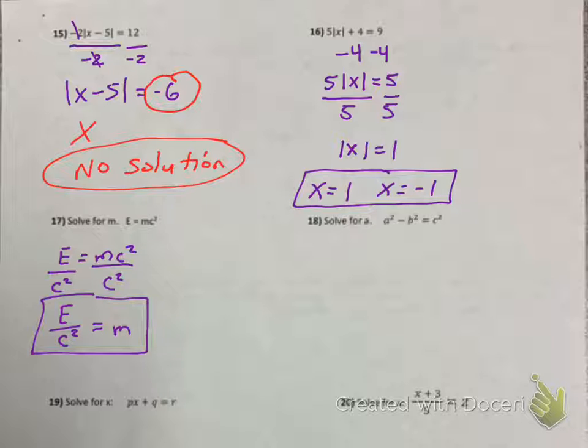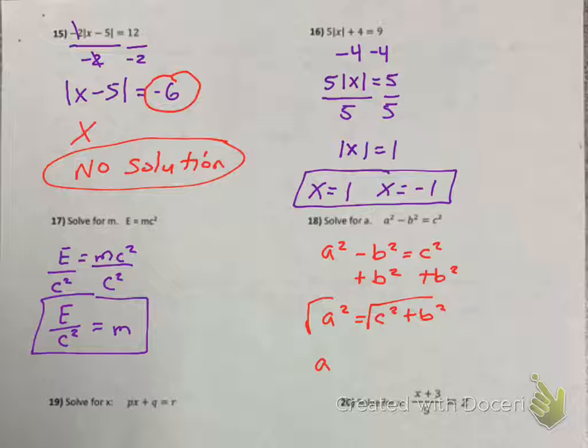For question 18, they asked us to solve for a, so we're going to get everything away from the a. So to do that, we'll go ahead and move the b squared first, and we do that by adding it to the other side. So now we've got a squared equals c squared plus b squared. But we want just the variable a, not a squared, so we have to square root both sides to undo the squaring. So the square rooting cancels out here, so you've got a equals the square root of c squared plus b squared. And this becomes your answer.